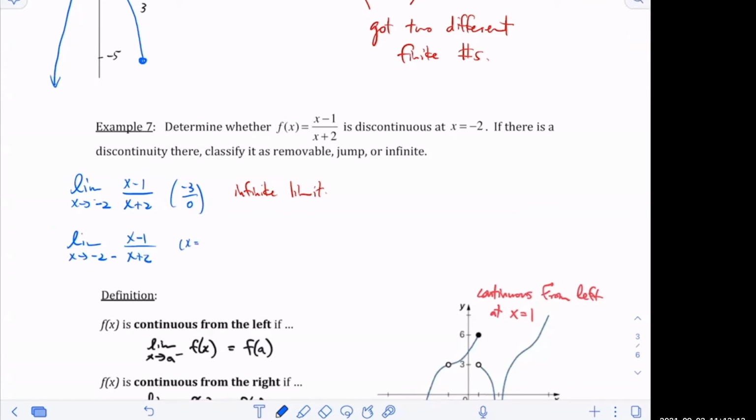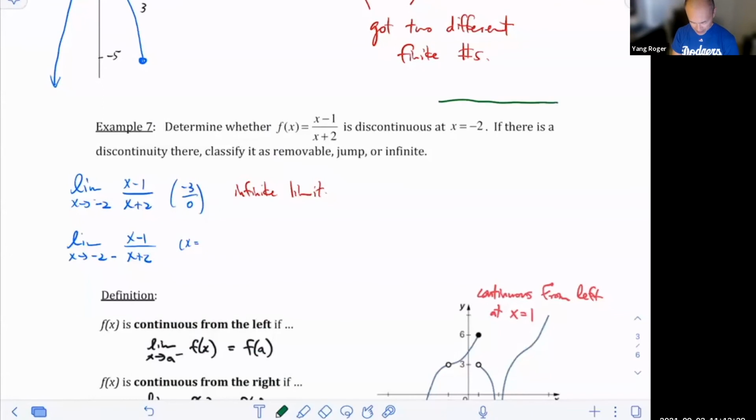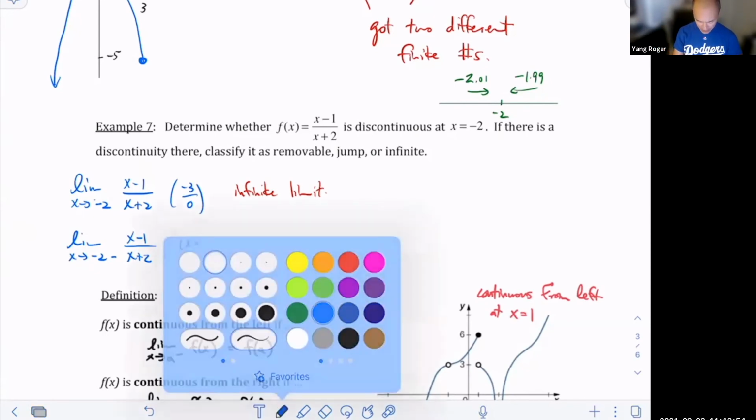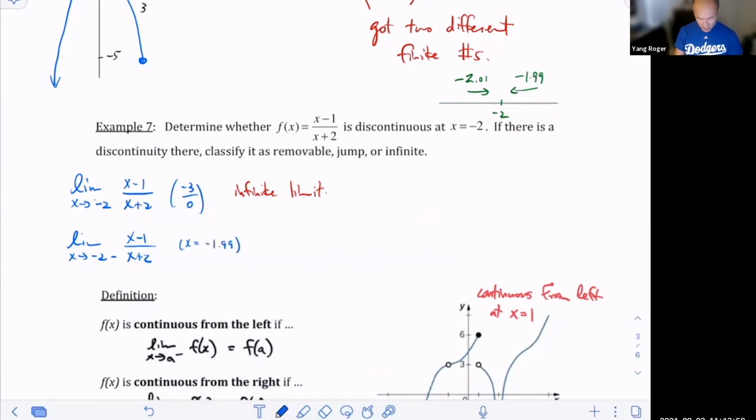Oh. We have Simon, Audrey, and Luis, and they all give radically different answers. Okay, now I'm starting to see stuff I like. Just as a quick reminder, we got this number line that looks like this. Here's negative 2. So when you come this way, you're plugging in numbers like negative 2.01. When you come from this way, you're going to plug in numbers like negative 1.99. The key idea is that it's a negative number, so you gotta be a little bit more careful. Okay. So we're gonna plug in something like x equal to negative 1.99. The numerator is negative. The denominator is positive. So this is going to negative infinity.